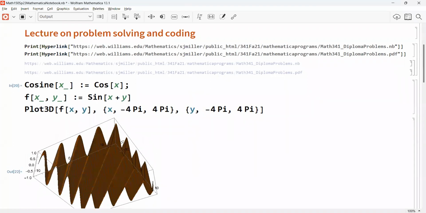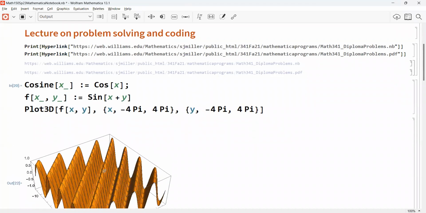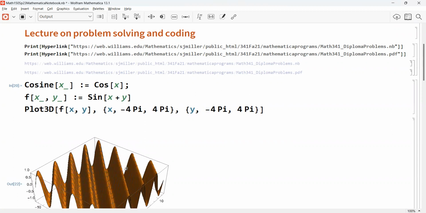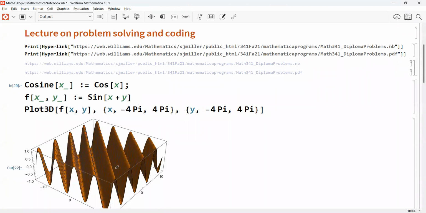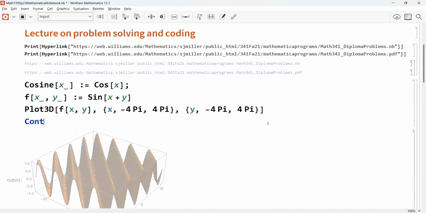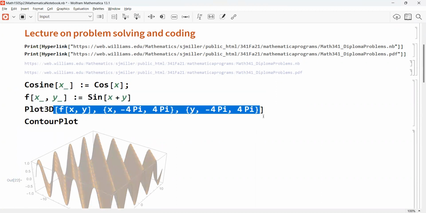I can pick it up and move it around. I can control space and time to see what's the best way to look at it. And you can see, as we talked about, that it's going to be constant along lines where y plus x is constant. This is not necessarily the easiest way to view it. Another way to view it is what's called a contour plot. And I'll just cut and paste from exactly above because I'll do the exact same thing.